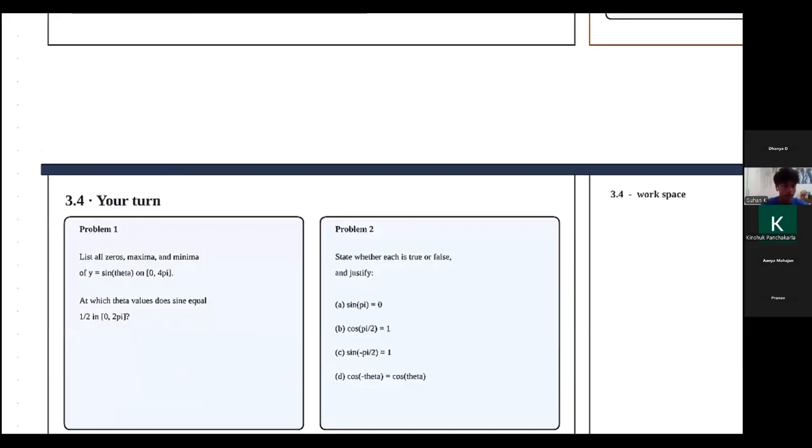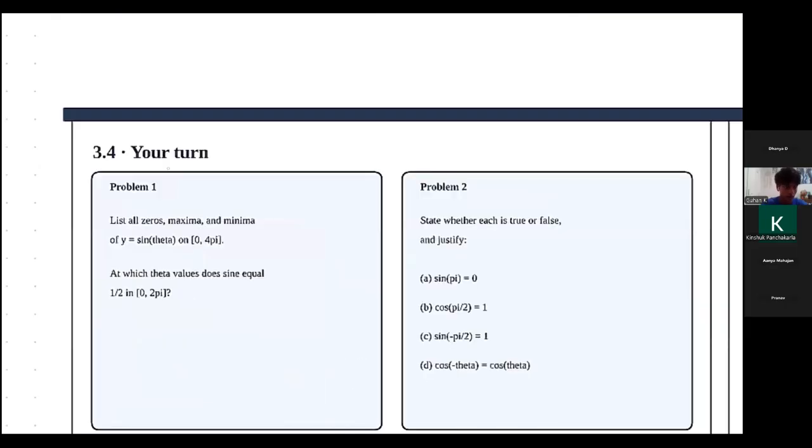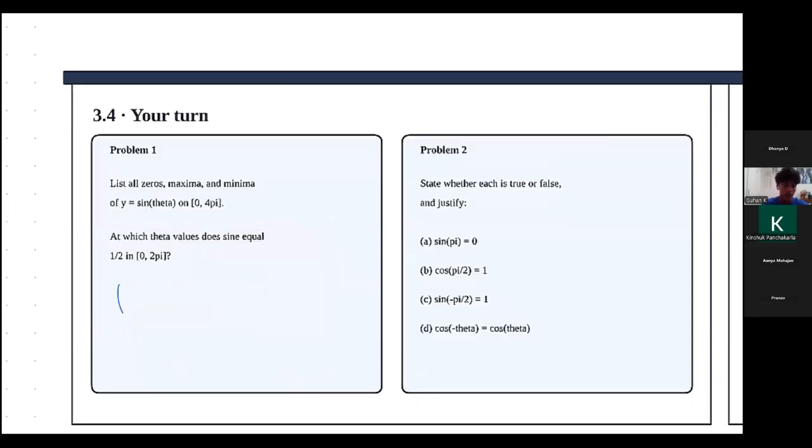Okay, now take this graph, y equals sine theta. We looked at this graph already up there, right? Let's say on the domain from 0 to 4 pi. And remember that the period of a normal sine graph is 2 pi. So 0 to 4 pi is going to be this period repeating twice.